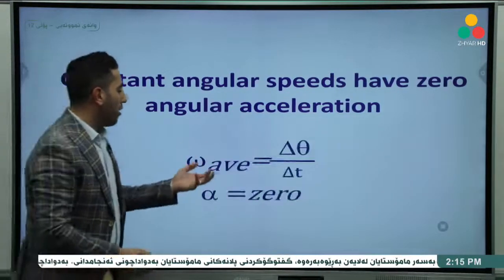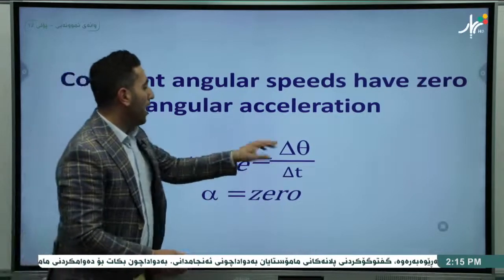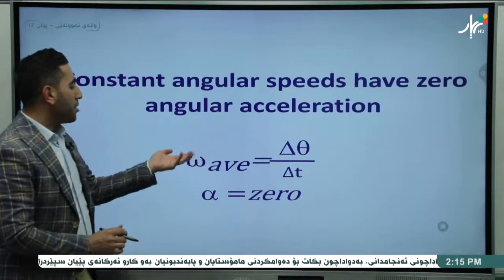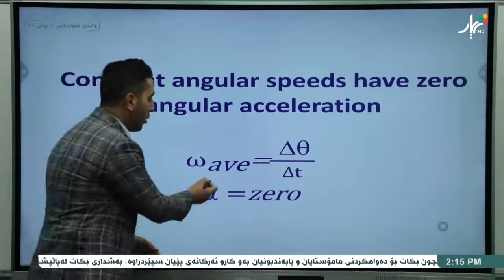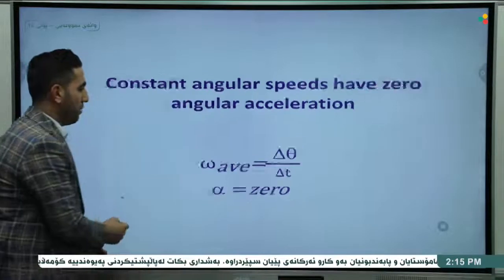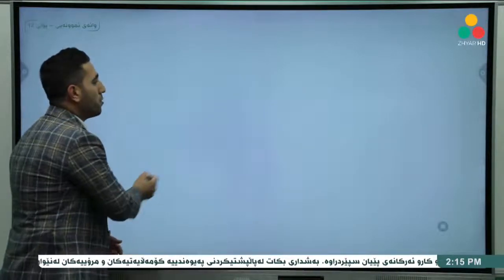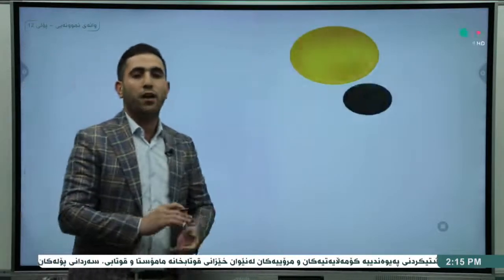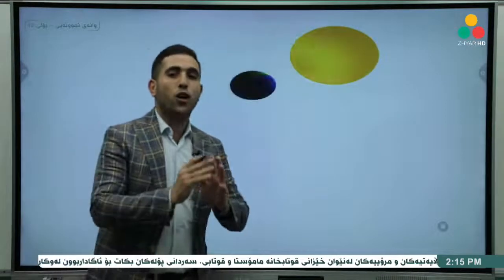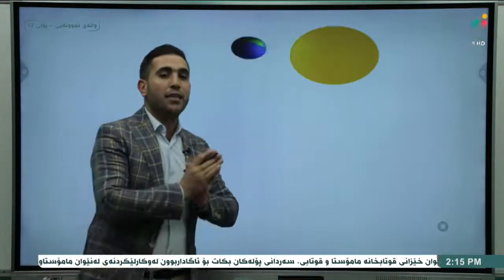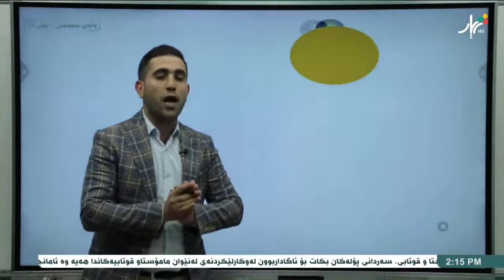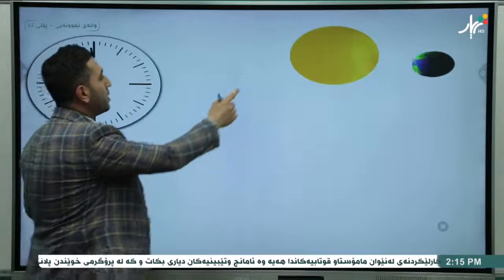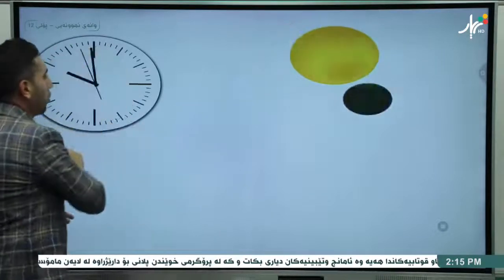For average angular speed, we have this equation, delta theta over delta t, and when the angular speed is constant, it has zero angular acceleration. Do you know we have two things in our books and our life that have constant angular speed and whose angular acceleration is zero? Those things are Earth and the clock.